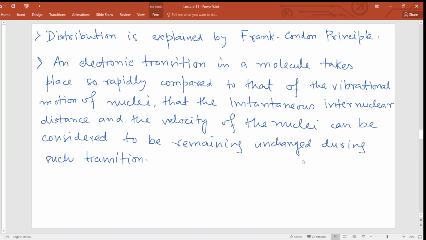So it kind of falls under the same line of the Born-Oppenheimer approximation. As a result, the instantaneous internuclear distance and the velocity of the nuclei can be considered to remain unchanged during such transitions. Very simplistically, let's say we have one energy curve here and another energy curve here. This is characterized by RE prime, the minimum, and this is RE double prime.